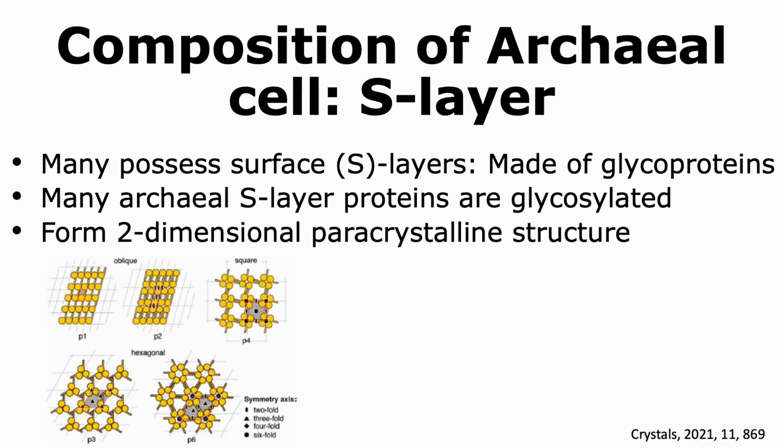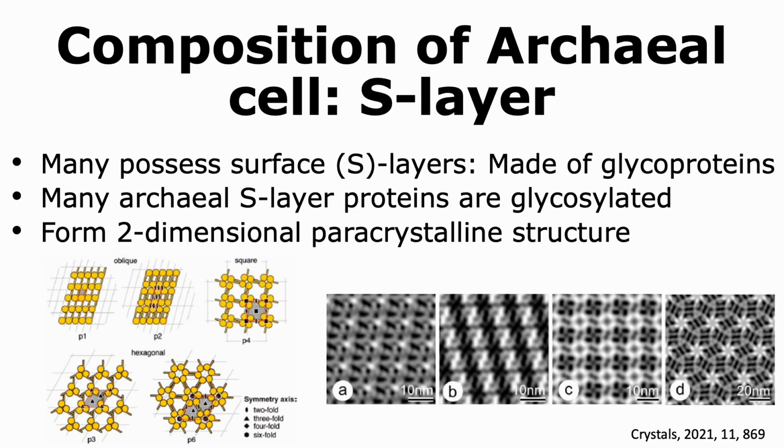The S-layer proteins cover the entire cell and can form these two-dimensional paracrystalline structures. When we look at the cells under an electron microscope, we can see dazzling arrays being formed by these S-layer proteins.